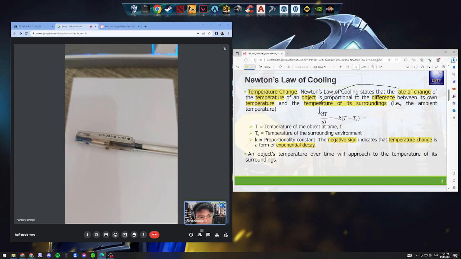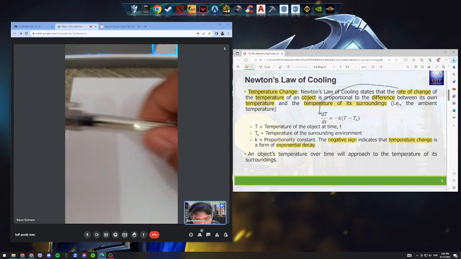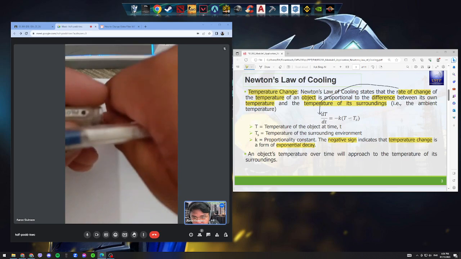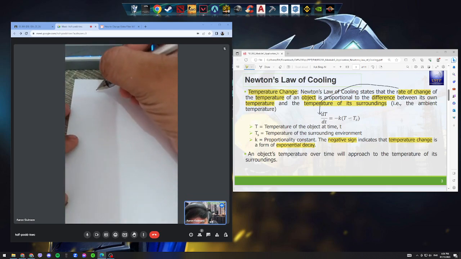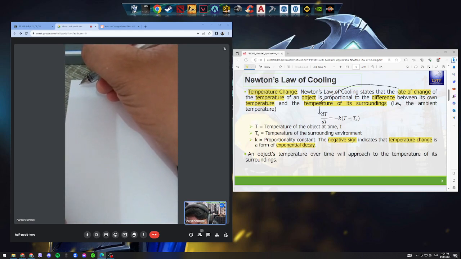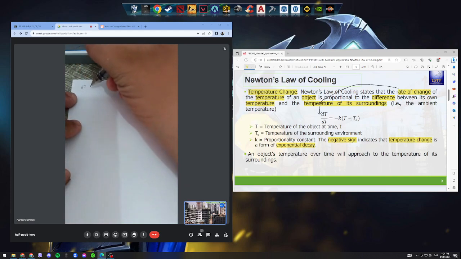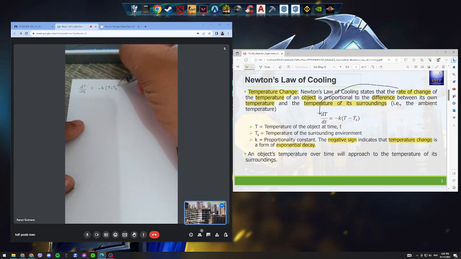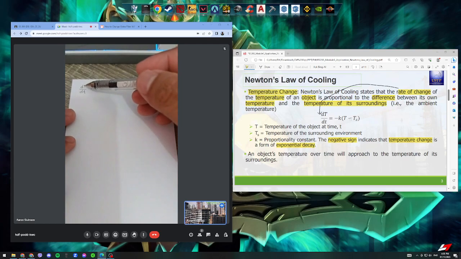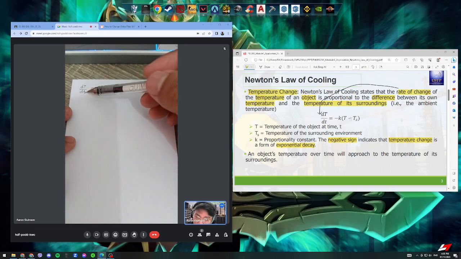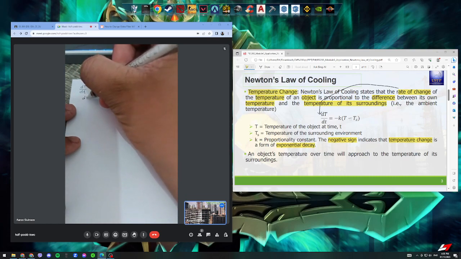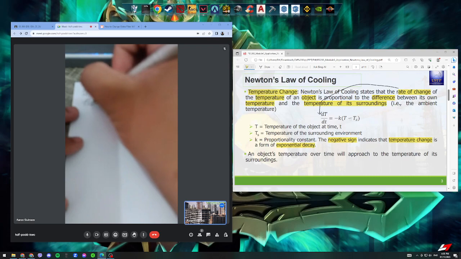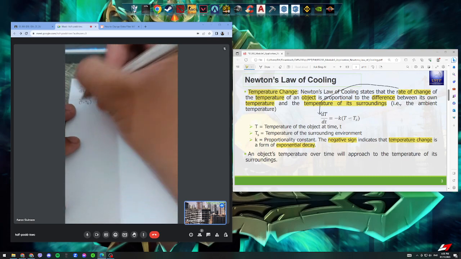We get it through separation of variables. So how do we do that? Let me rewrite the equation: dT over dt is equal to negative k times (T minus TS). By separation of variables, we need to integrate with respect to temperature on one side and with respect to time on the other. I hope you are not confused about how this works. In the first place, we already discussed this one.